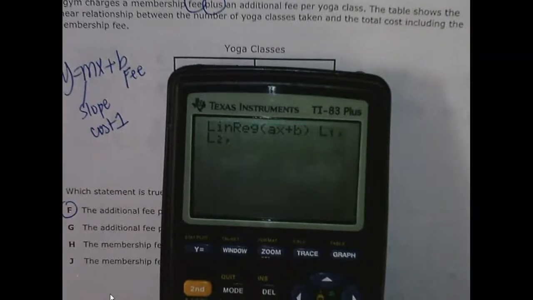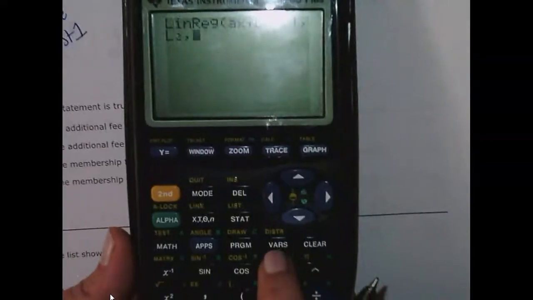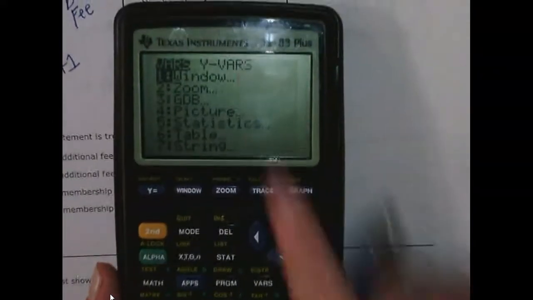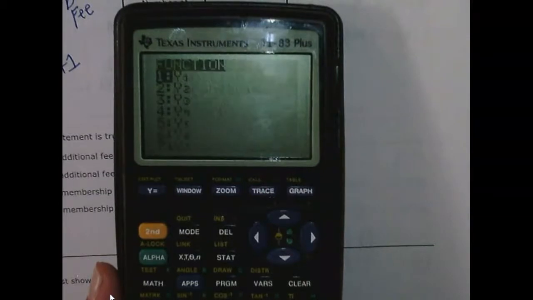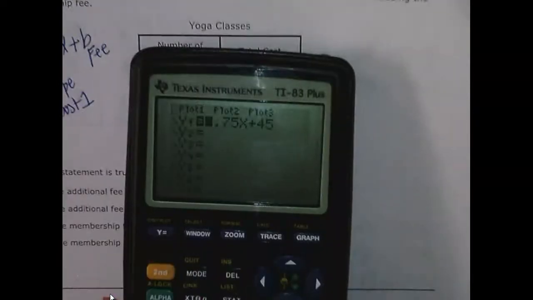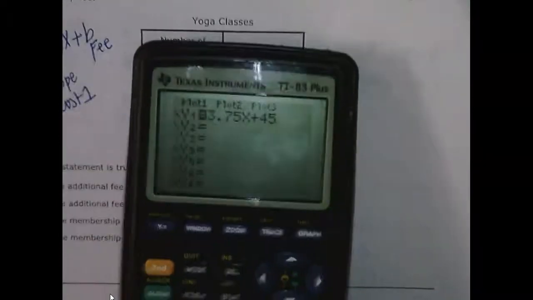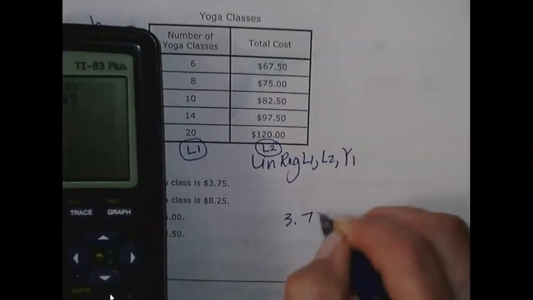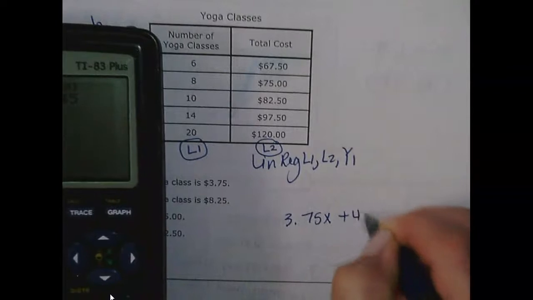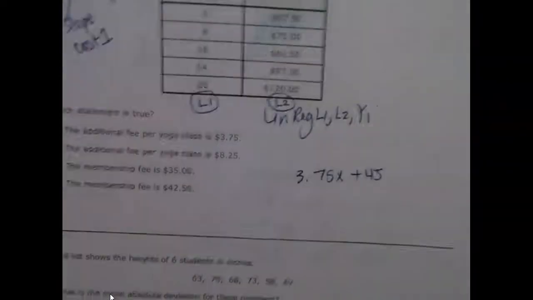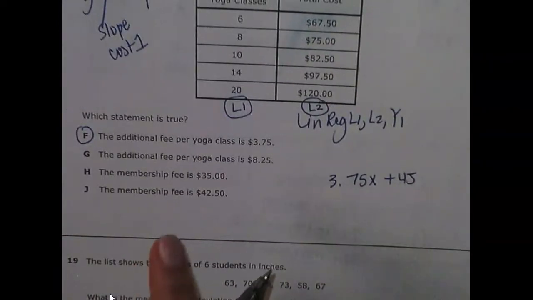at? Doesn't the vars look like a Y except the half of it's missing? So push that button. There's the Y button, and it's a function. We've heard that word before. There it is. Ta-da! Push enter. And go to the Y equals button and just grab that equation. So 3.75x plus 45. Now, that's the answer, but you got to start matching it over here.